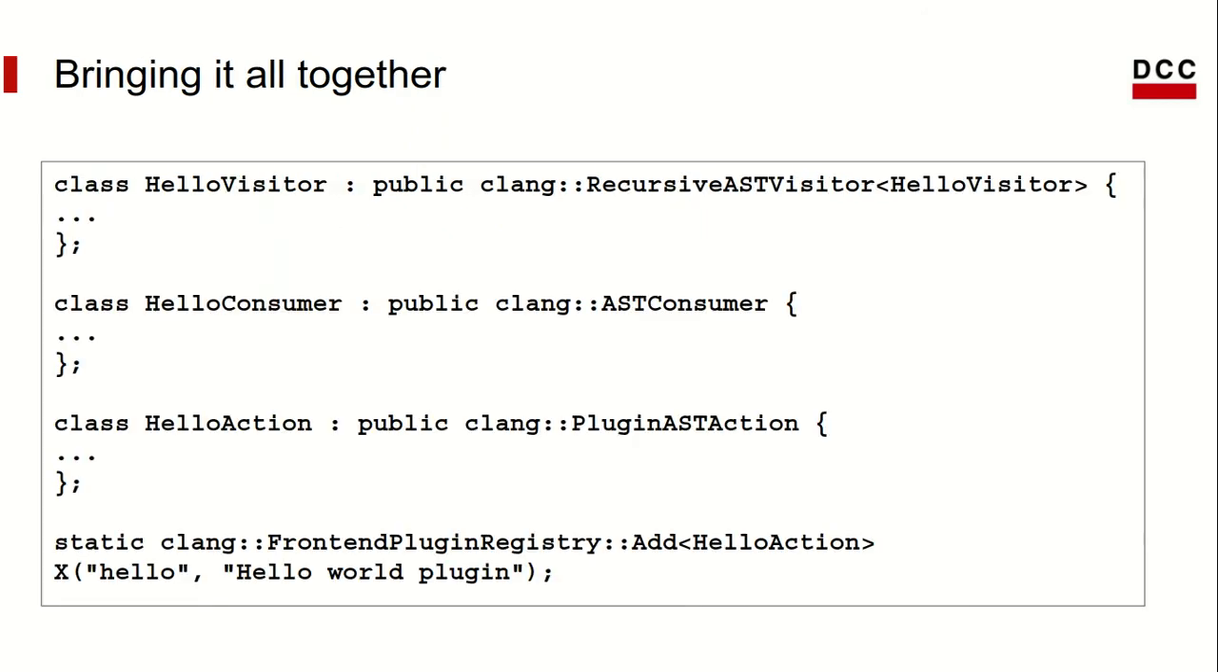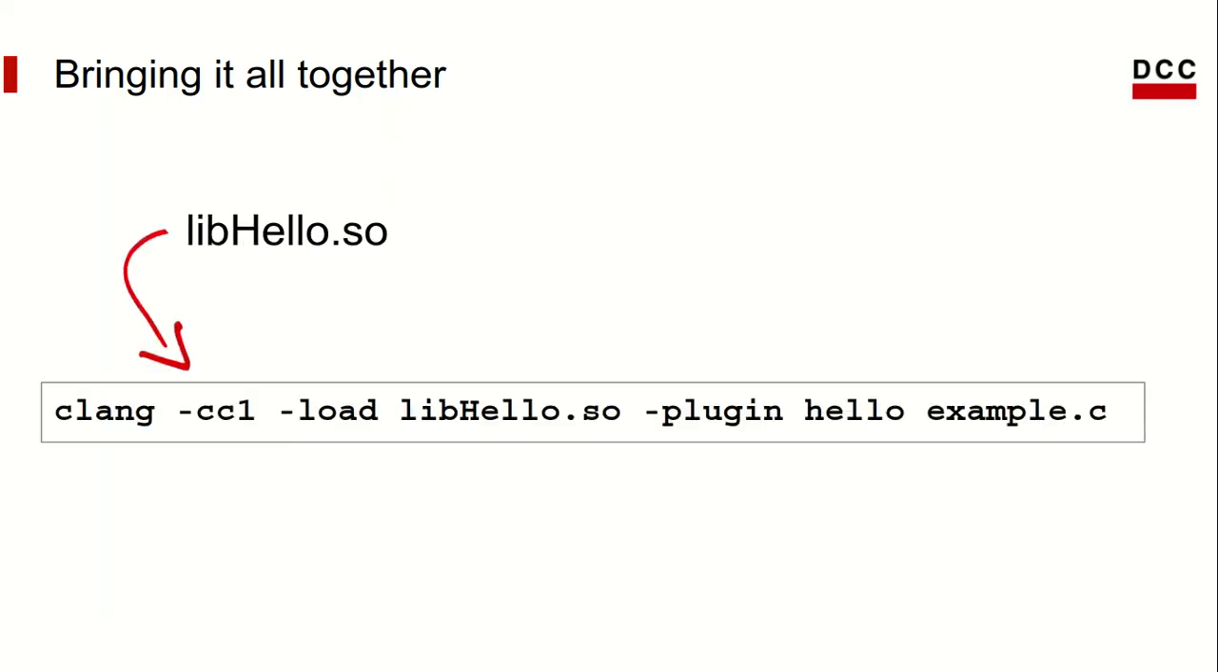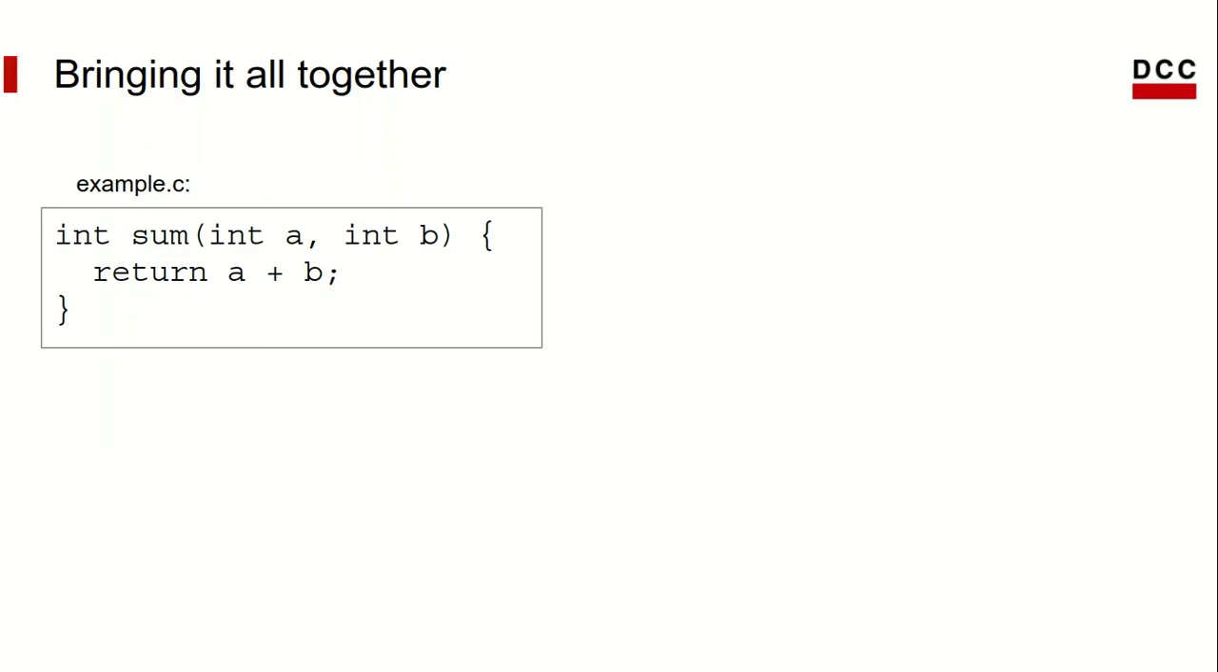This is all we need to run a basic Clang plugin. You will then compile this into a shared library such as libhello.so. We will then run this invocation to summon our plugin. Here, we're loading all the plugins in our libhello library and passing them to Clang's cc1 process. The cc1 flag indicates that we only want to run the front end of the compiler. Here, we're telling it we want to run the plugin we've named Hello, and we want to run it over this example.c program. As always, let's take a simple program to see how this would work.